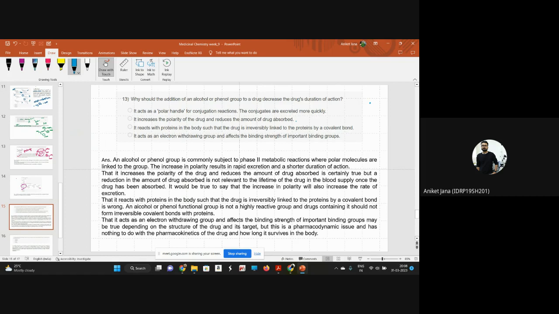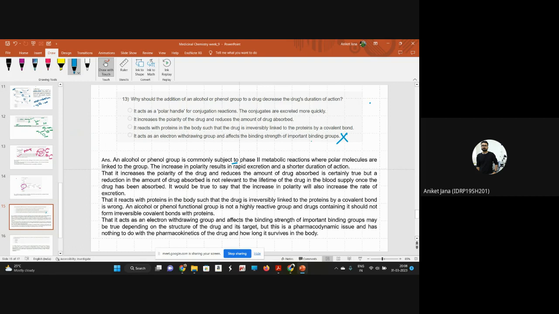So what is the right option for this question? It reacts with the protein in the body such that the drug is irreversibly linked to the proteins by a covalent bond. It acts as an electron withdrawing group and affects the binding strength of the important binding groups. So is this an electron withdrawing group, the phenol or the alcohol? No. So this is eliminated at first.